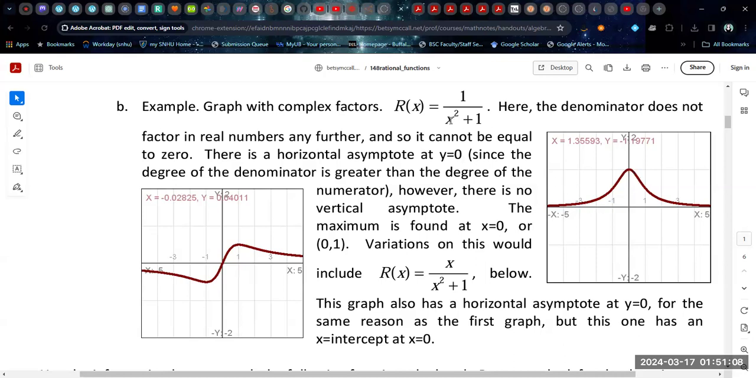The maximum value of the function is at 1, and then we have a horizontal asymptote that it approaches on either side. If we have a problem like this, where we have x in the numerator, then there is going to be a place where the graph is going to cross 0 and change sign, but we still have a horizontal asymptote at y equals 0.